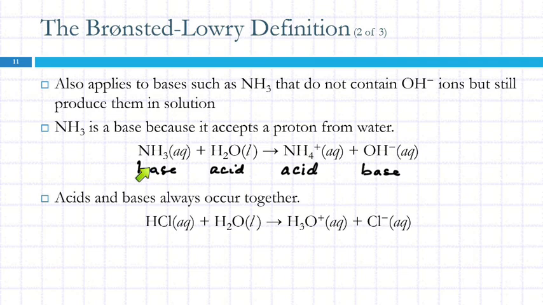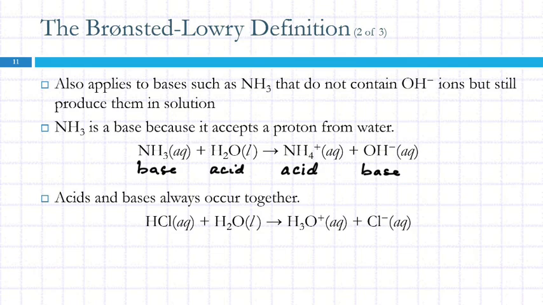So here it doesn't have the hydrogen ion, here it has the hydrogen ion. Here it has the hydrogen ion, there it doesn't. So the one that has it is an acid, the one that doesn't is a base. They have to go together. You can't have an acid without a base.